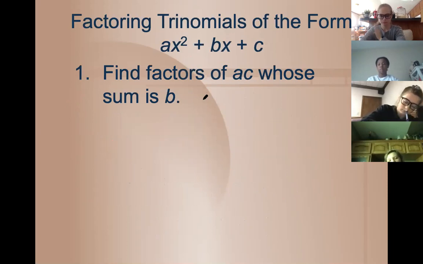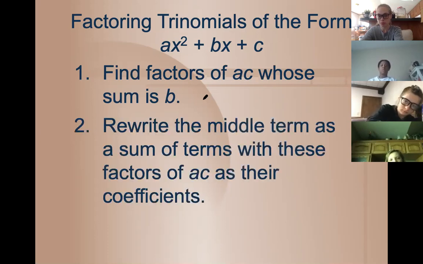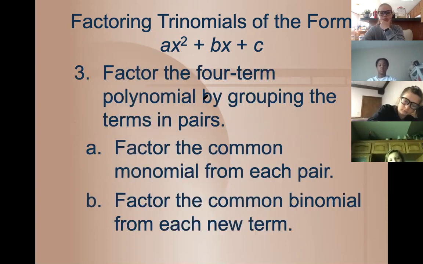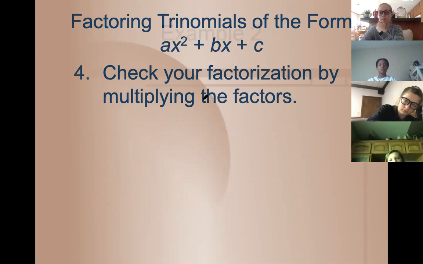Okay. If these steps help you, great. I'm actually recording this lesson, so if you want to go back and look at these steps, that's fine as well too. All right, so find factors of a times c whose sum is b. Rewrite the middle term as a sum of terms with these factors as their coefficients. I'll let these stay so that if you want to pause the screen and come back to them, that's fine. So here we go.